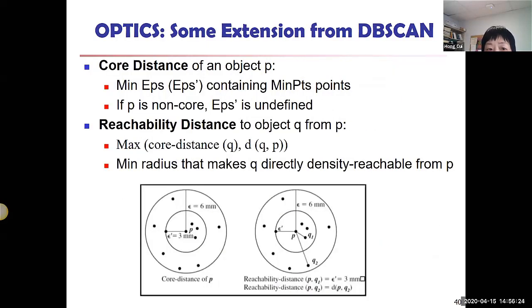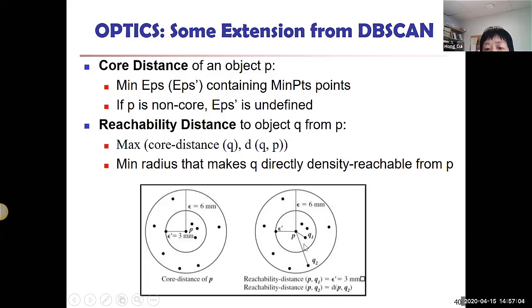So in order to actually understand OPTICS, we need a few more terminology. Earlier we have epsilon, and now we're going to define epsilon prime. It's called core distance. For an object P to have a core distance, this object must be a core point. If P is not a core, then epsilon prime is not defined for this object.